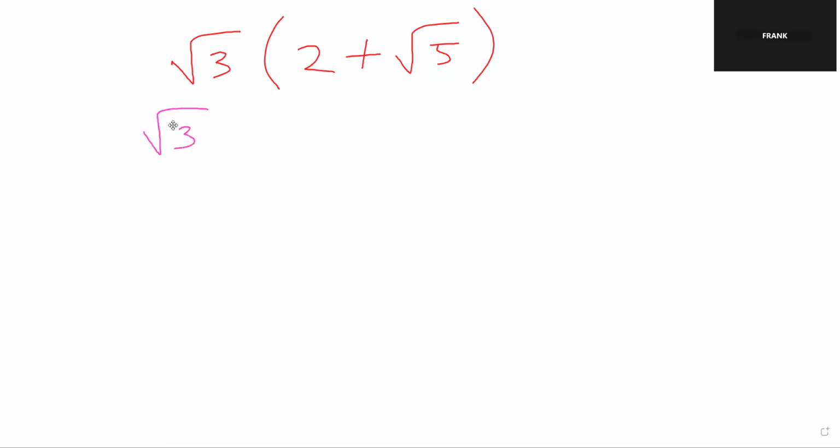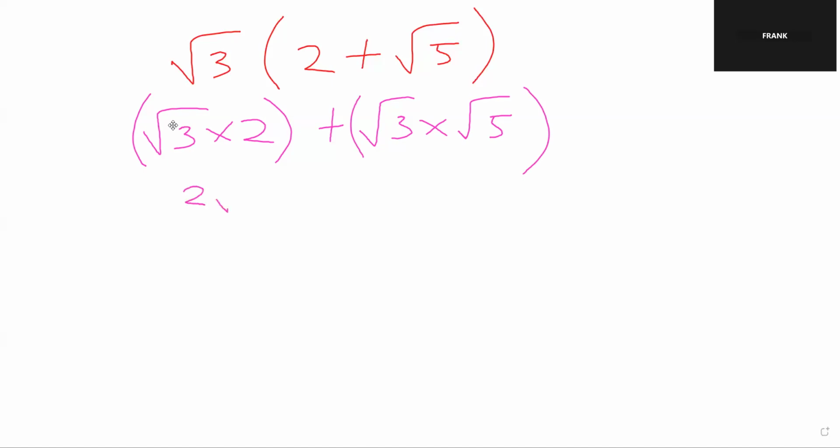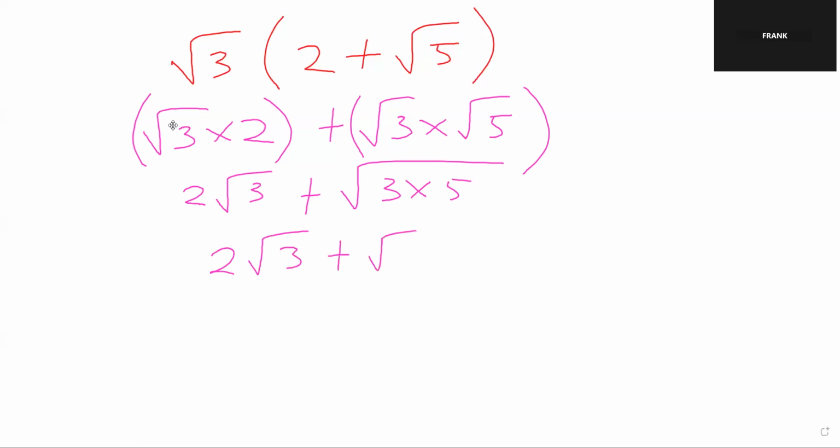So the root 3 will multiply the first term inside the brackets. Then the root 3 again will multiply the second term inside your brackets. So if you have root 3 times 2, it's a set times a number, the answer is bringing them together, 2 root 3. If you have root 3 times root 5, you bring them all under one root. So the answer becomes 2 root 3 plus root 15. And that ends it. You are done multiplying the sets.